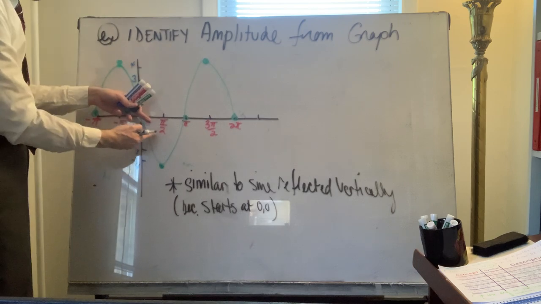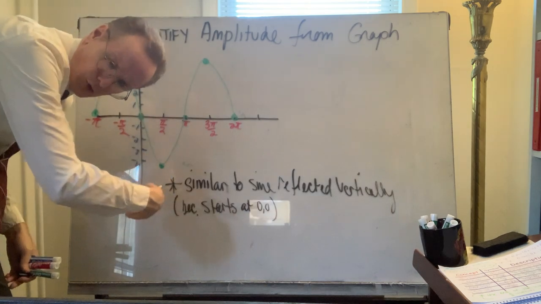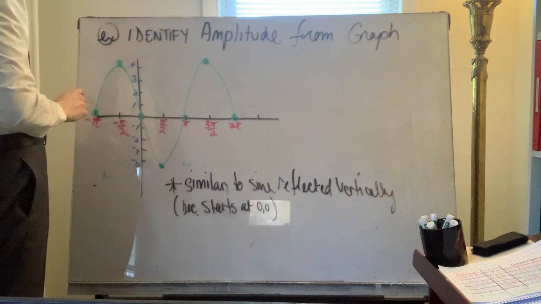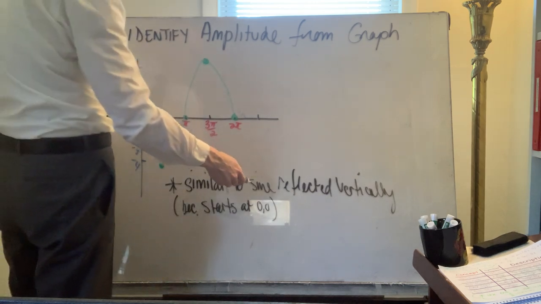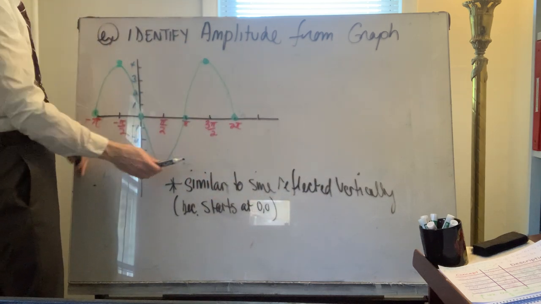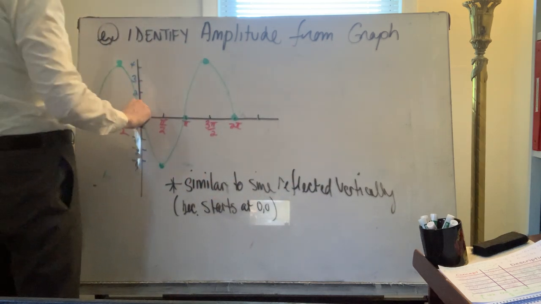This is a little bit taller than it was from the model introduced earlier, where it just went up to 1 and down to negative 1. Now, I would add this. It's similar to a sine wave, but a sine wave reflected vertically. Like so, because it would normally look like this.